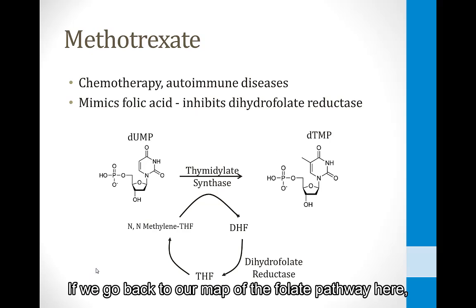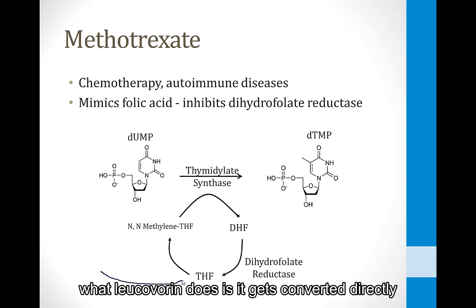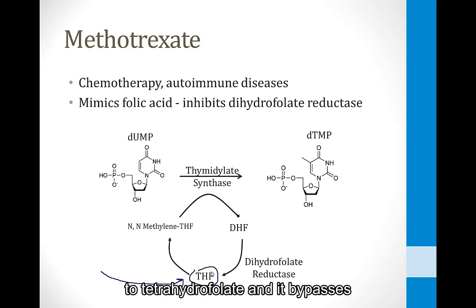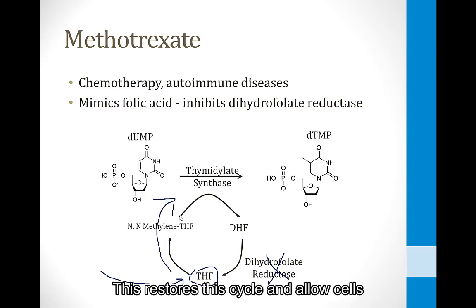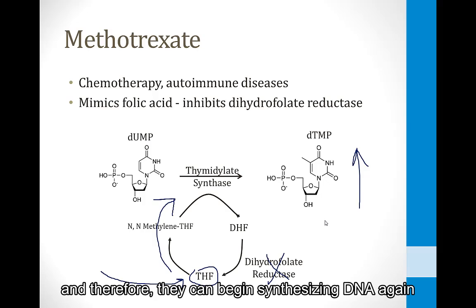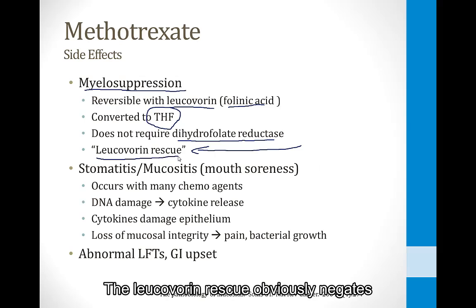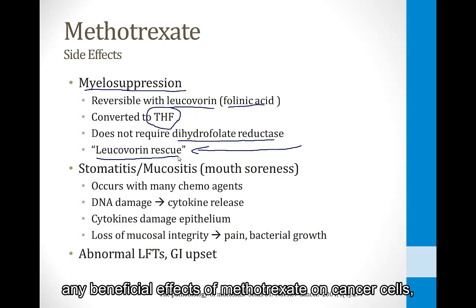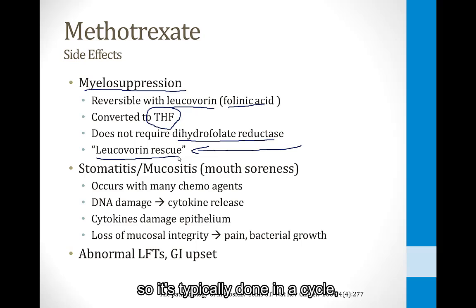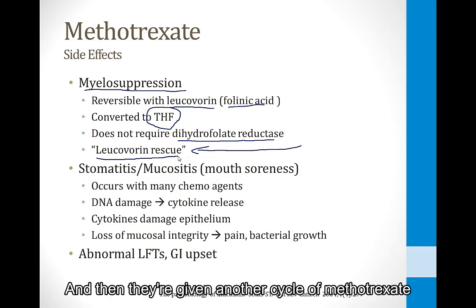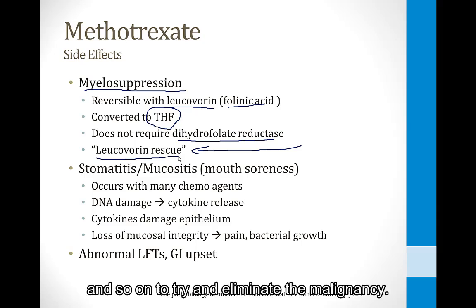If we go back to our map of the folate pathway here, what leucovorin does is it gets converted directly to tetrahydrofolate, and it bypasses the dihydrofolate reductase enzyme, which has been inhibited by methotrexate. This restores this cycle and allows cells to begin synthesizing thymidine again, and therefore they can begin synthesizing DNA again, and the white blood cell count will come back up. The leucovorin rescue obviously negates any beneficial effects of methotrexate on cancer cells, so it's typically done in a cycle where patients are given methotrexate and then they have a leucovorin rescue, and then they're given another cycle of methotrexate and so on to try and eliminate the malignancy.